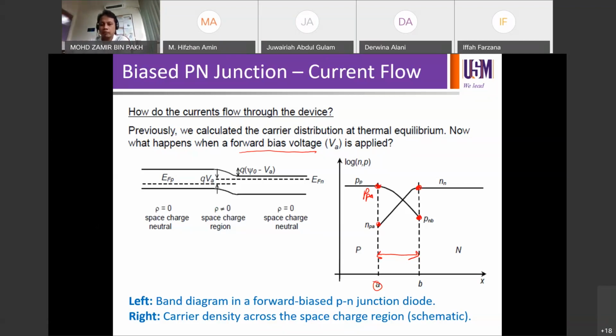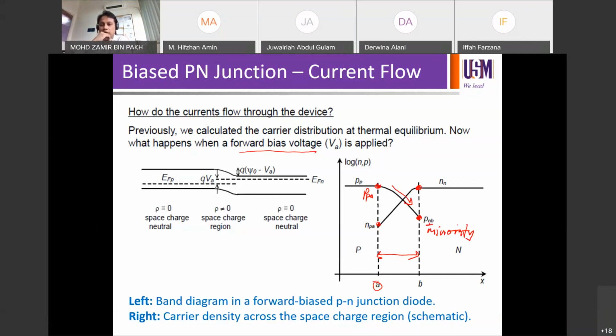At that point, the holes that have diffused across the depletion region will be the minority carriers on this side. Since now they are minority carriers, the notation will be PNB, the concentration of holes in n-type material at point B, right?